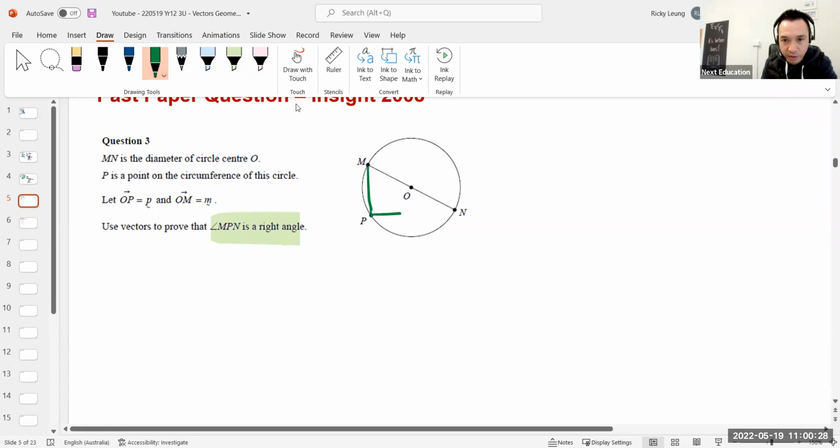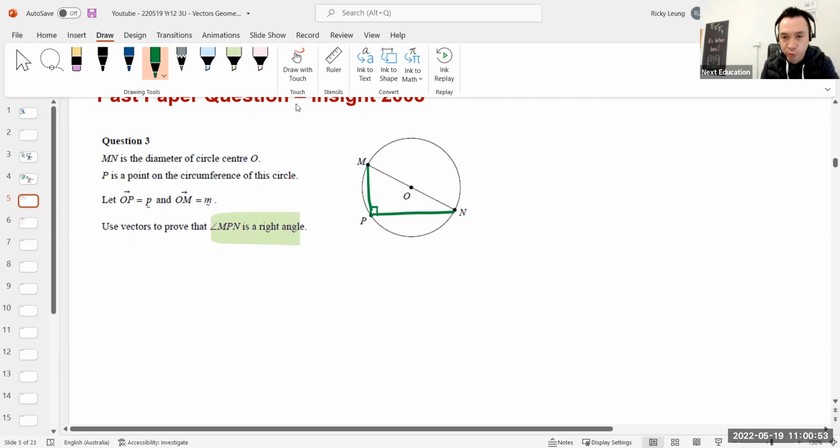For those with knowledge of circle geometry, which I'm a bit gutted that they removed from the year 11 and 12 syllabus, but you do it in year 10, or some schools do it in year 10. We know that if you have a diameter in a circle, the angle subtended on the circumference is a right angle, because that's the angle in the semicircle.